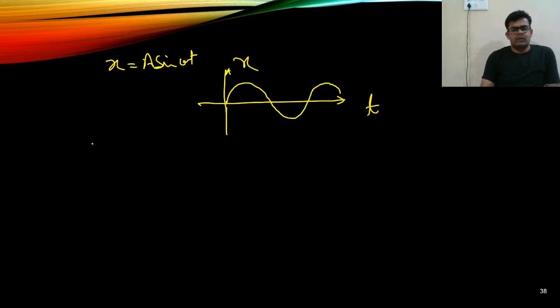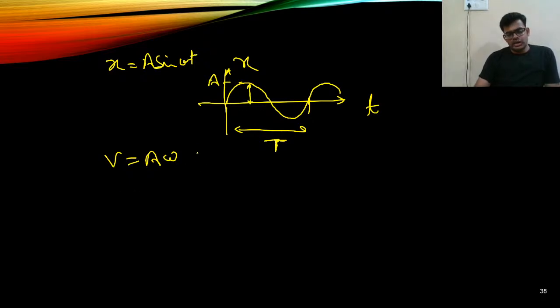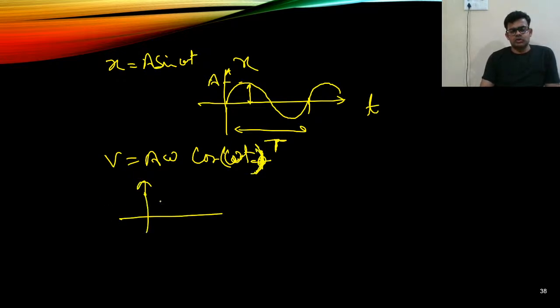This is the amplitude from here to here, and this is the time period. Remember, the maximum displacement is the amplitude. Next, v equals a omega cos omega t plus phi. Let us take just omega t, with phi equal to 0. How will the curve look? It will be a cosine curve, like this.